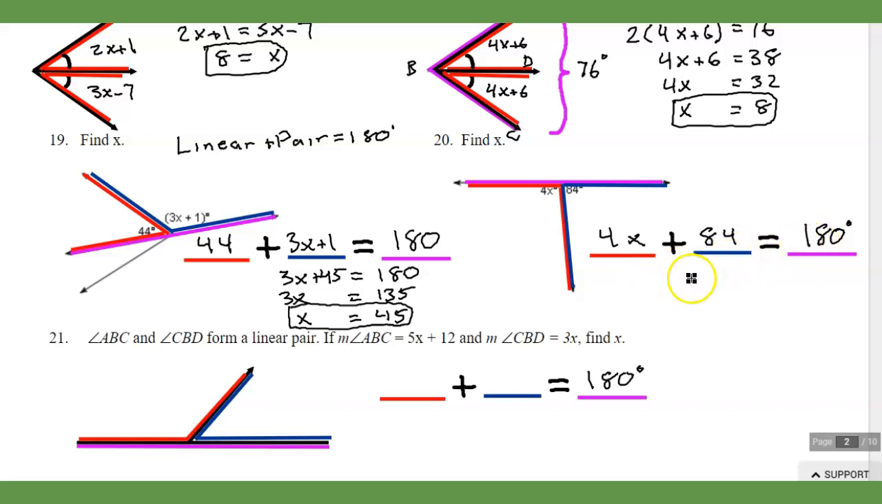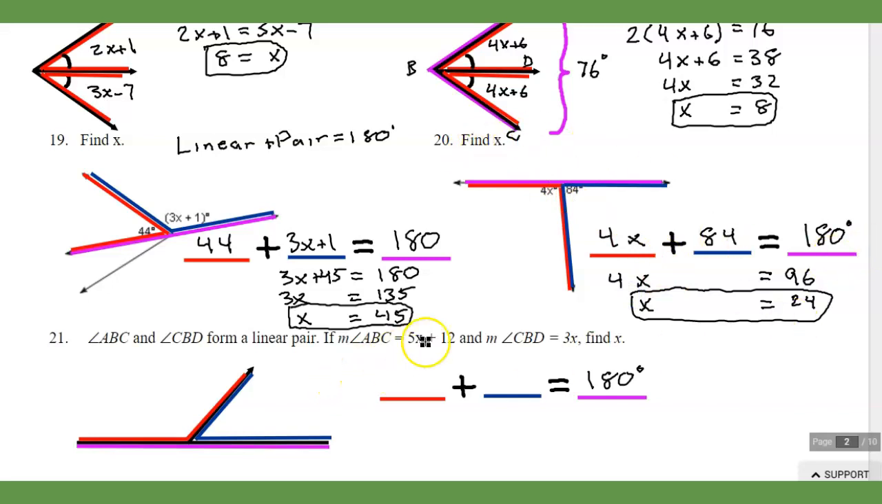So just subtract 84 on both sides. So we got 4x equals 96, and divide both sides by 4, and I believe that is 24. Yeah, there we go. And that was the directions.